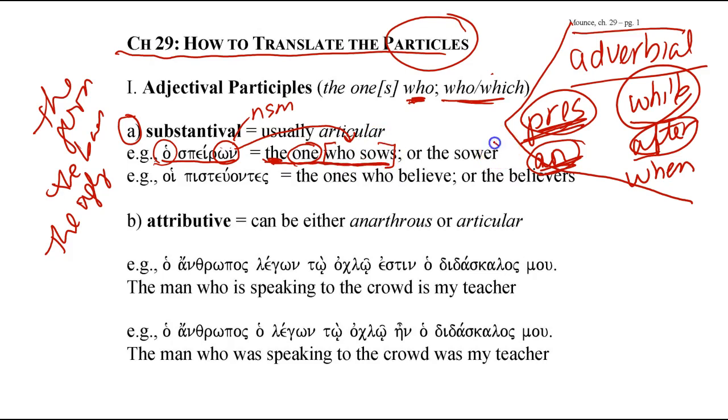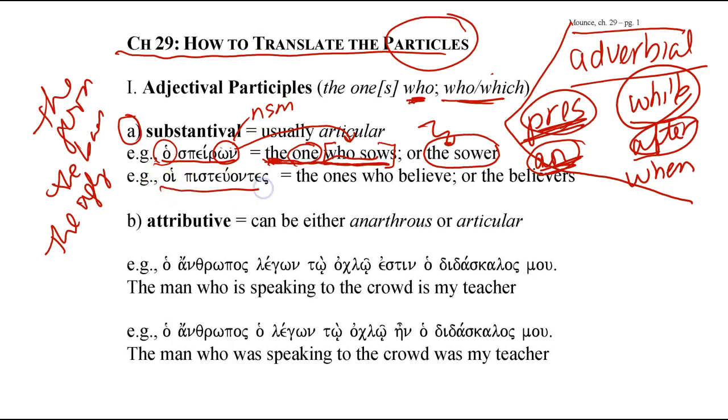But almost always in your English translations, it doesn't say the one who sows or the one who is sowing, which is actually more active in its use. We often see it simply translated as the sower. For our class, try to translate it as the one who sows. If you see a participle, translate it as a participle.